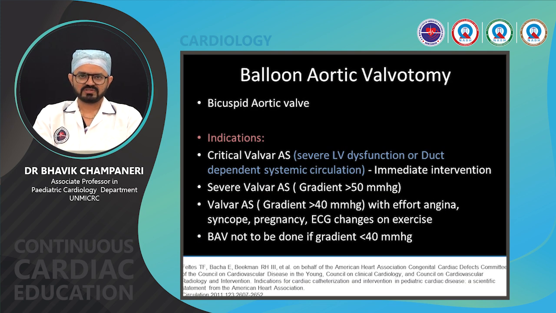So coming to the next procedure, balloon aortic valvotomy. Bicuspid aortic valve with severe AS is an indication. It can be critical where the LV is down or there is duct-dependent systemic circulation. It is an indication for immediate intervention. Severe valvular AS, where the gradient is more than 50 mm of mercury.